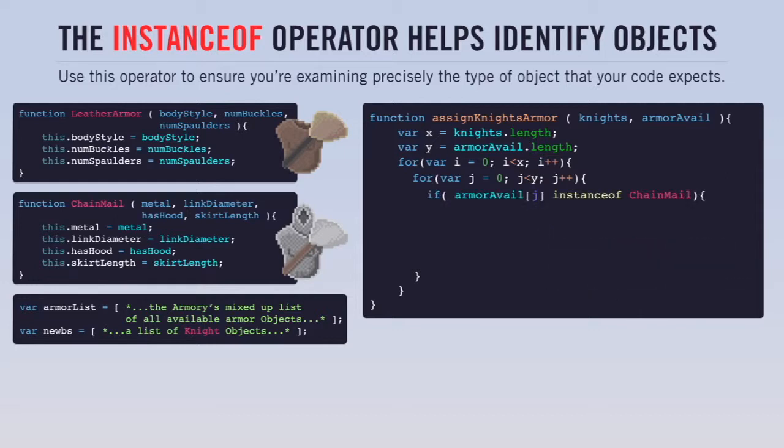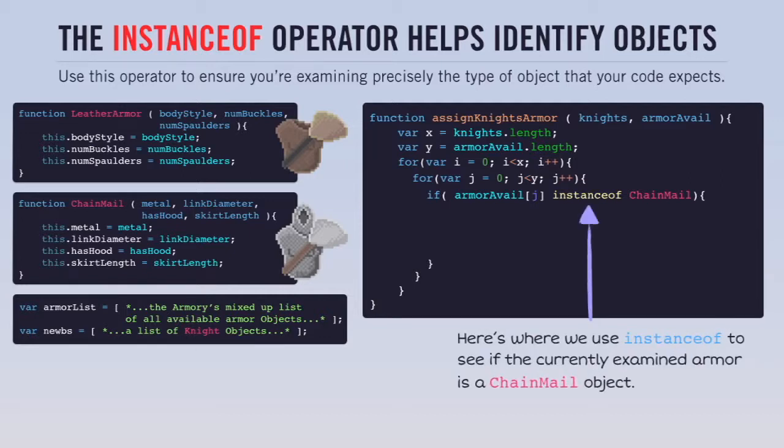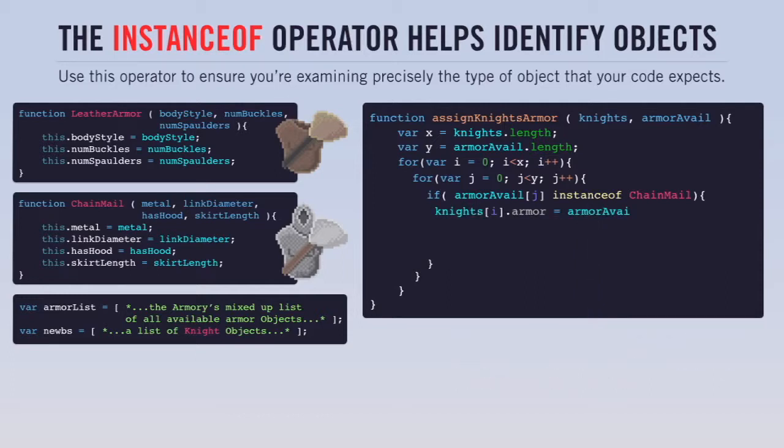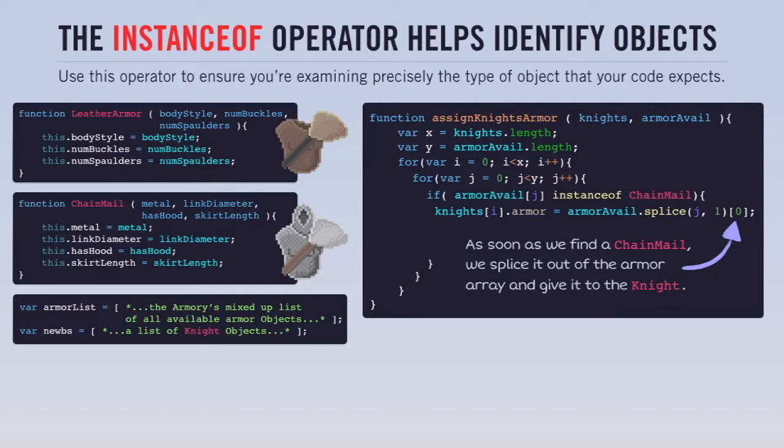Inside that loop, we're going to check if the armorAvail at bracketed j, whichever loop index we've arrived at, is an instance of chainmail, if it's an instance of the Chainmail object. Then we will assign a new armor property to whichever knight we're looking at. Notice the i index there, which signals the outer loop, or which knight we're looking at. Then we will splice that armor right out of the armor list, and we will take the object from the array that gets returned from splice, and then we will pass that chainmail object straight into the armor property of whichever knight we're looking at.